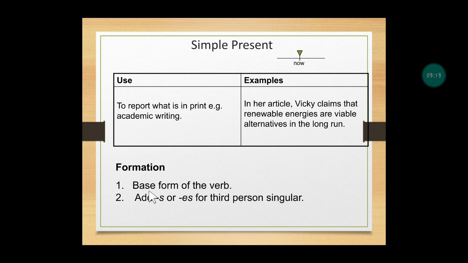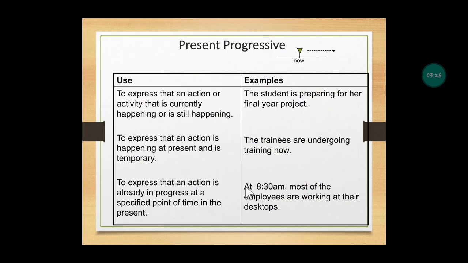How do we form the simple present tense? Either it is the base form of the verb, or we add s or es for the third person singular. Present progressive tense: something that is happening now and is in action, going on in action. To express an action or an activity that is currently happening or still happening.